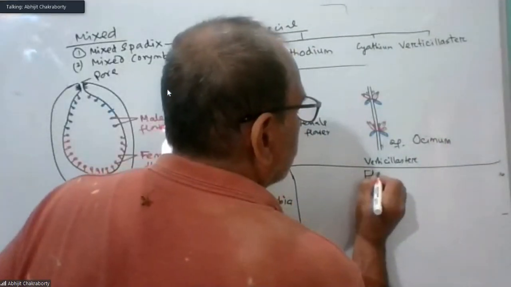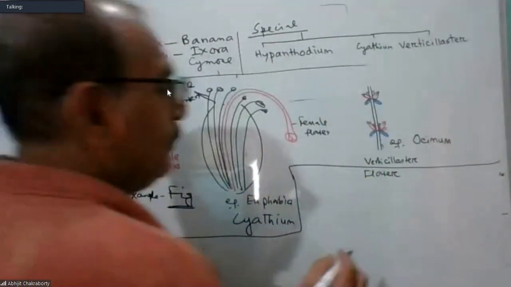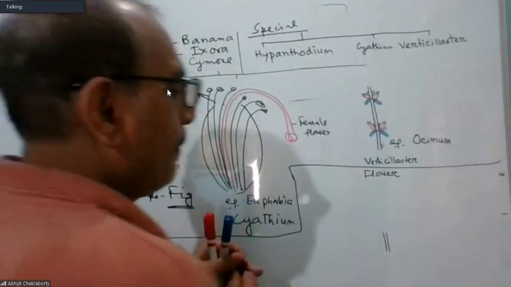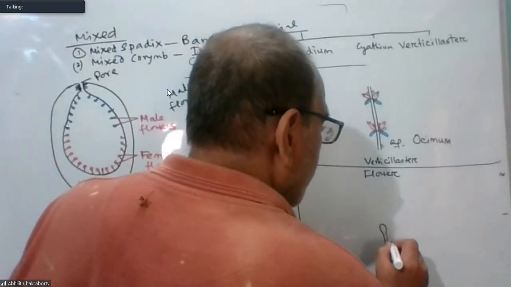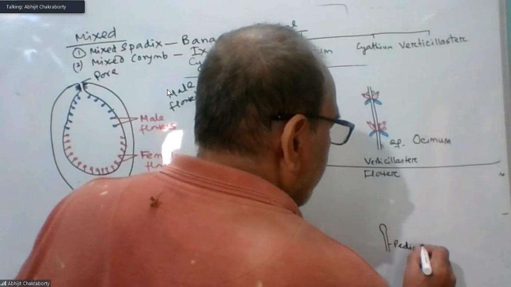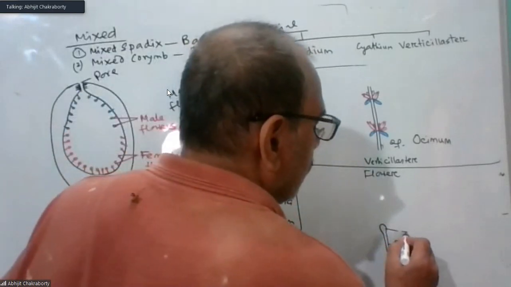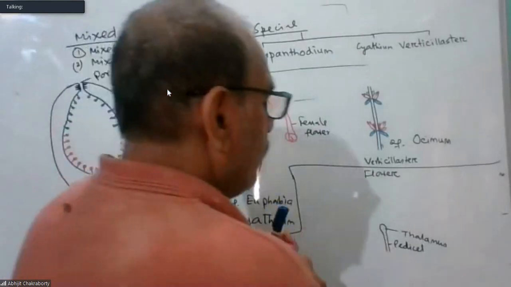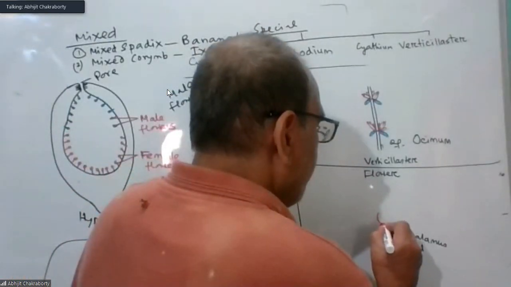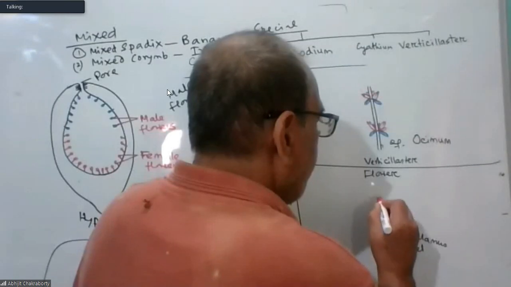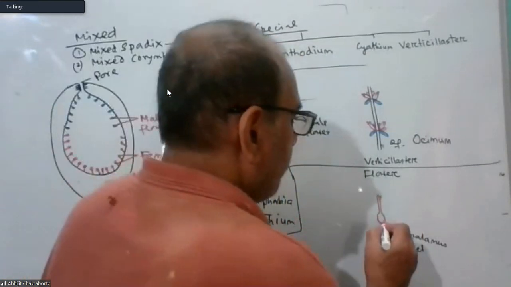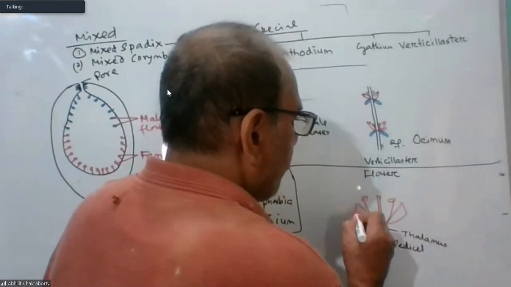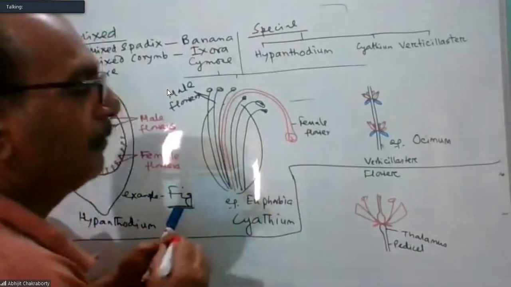Now next part is the flower. So if you go to the structure of a flower, this is the pedicel, and the tip of the pedicel is called thalamus. Here you will get the flowers.